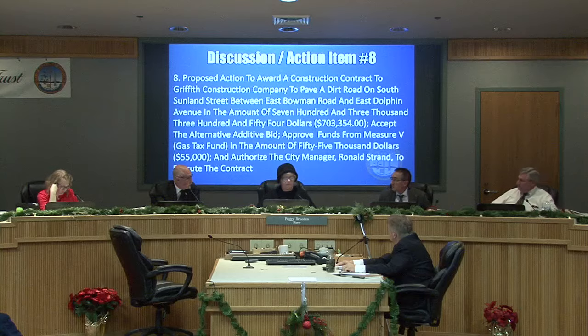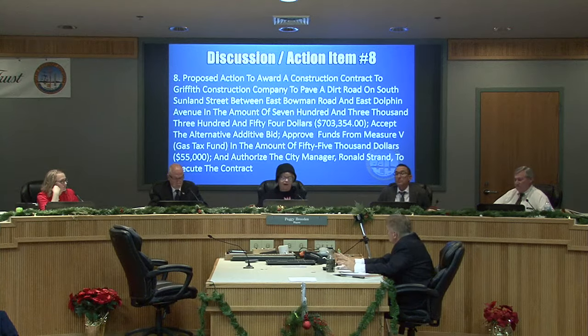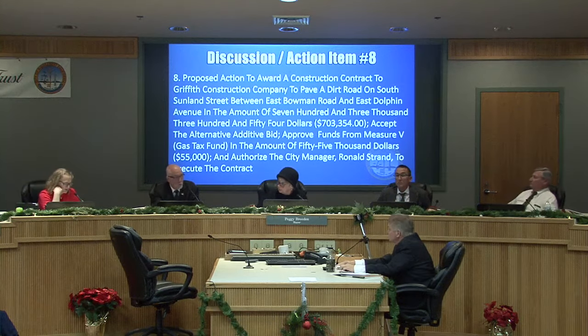It's a piece of road that is simply dirt. We need to deal with it, and the best way to deal with it is to do it. We already have some grant money, a considerable amount, actually. Most of it is grant money. All we have to do is put up, what was it, the 55,000? Another 55, so it's about 200 in total. Measure V is 55, and the grant is 148. Okay, thank you.